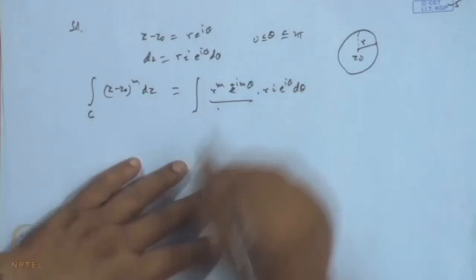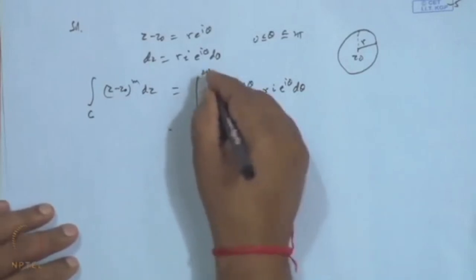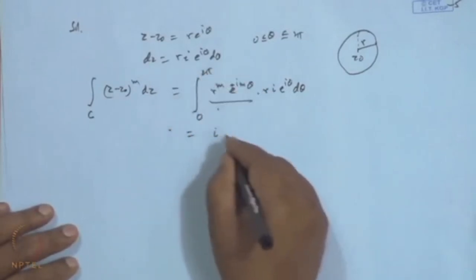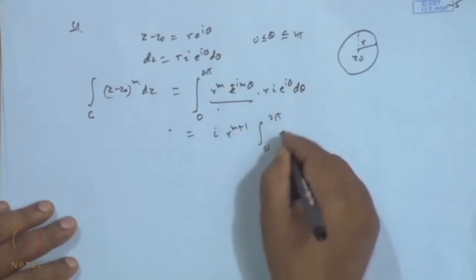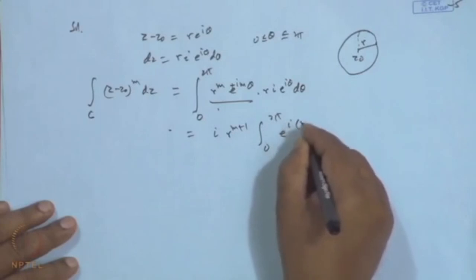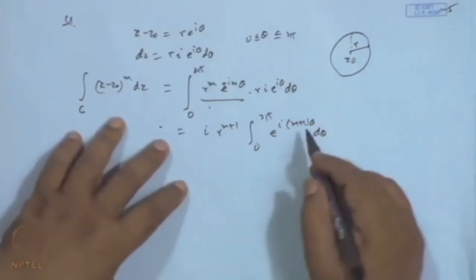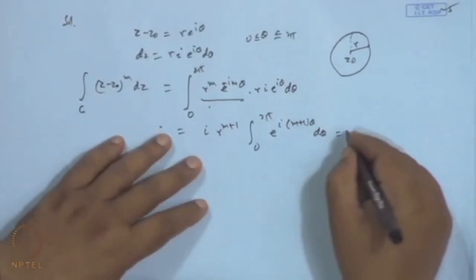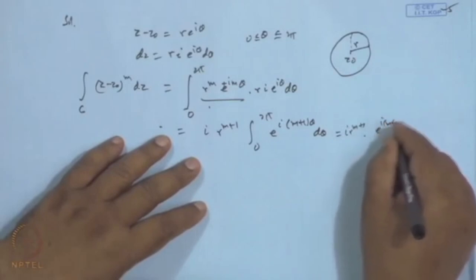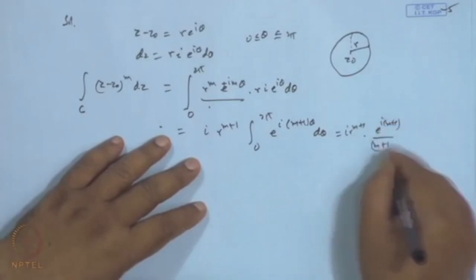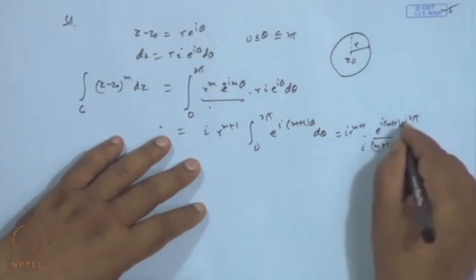Okay. Now, when we take the limits, the value is 0 to 2 pi. So, basically it becomes i r^(m+1) integral 0 to 2 pi e^(i(m+1)θ) dθ, is it not? And this value will come out to be i r^(m+1) e^(i(m+1)θ) divided by i(m+1), with limits 0 to 2 pi for θ.